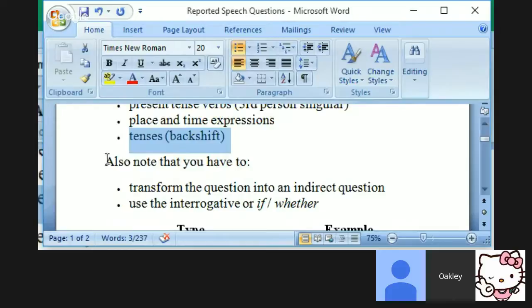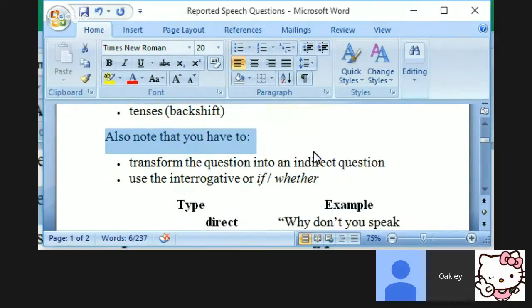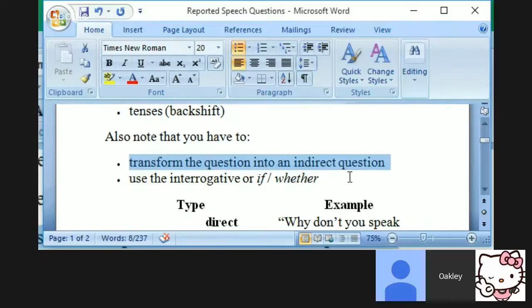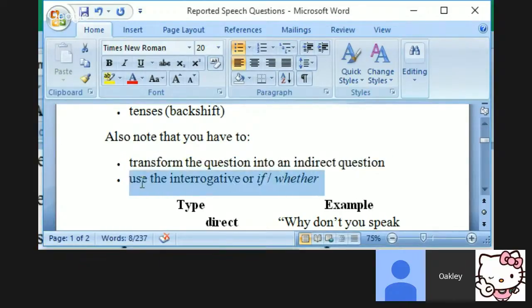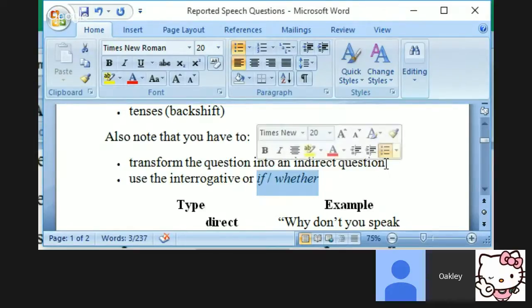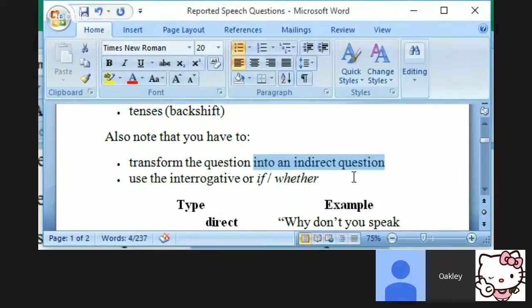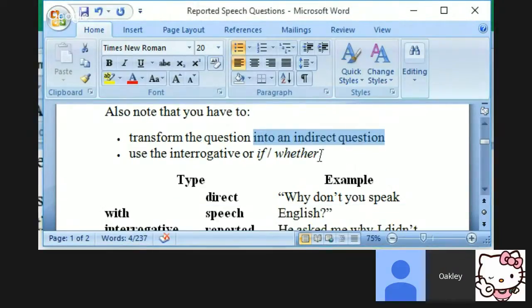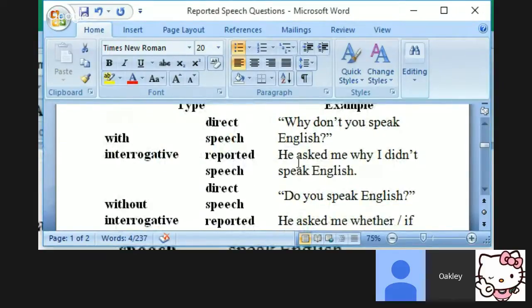Okay, there's another element that I want to introduce to you now. Also, you must be careful to note if you have to transform the question into an indirect question, or if you need to use the interrogative. Interrogatives, by the way, are the W question words: who, what, where, when, why, and how. Or if you have to use if or whether. In some cases, you're going to have to insert if or whether. In some cases, you have to change a direct question into an indirect question. All right. How and why? Okay, let's see if we can learn by looking at examples.